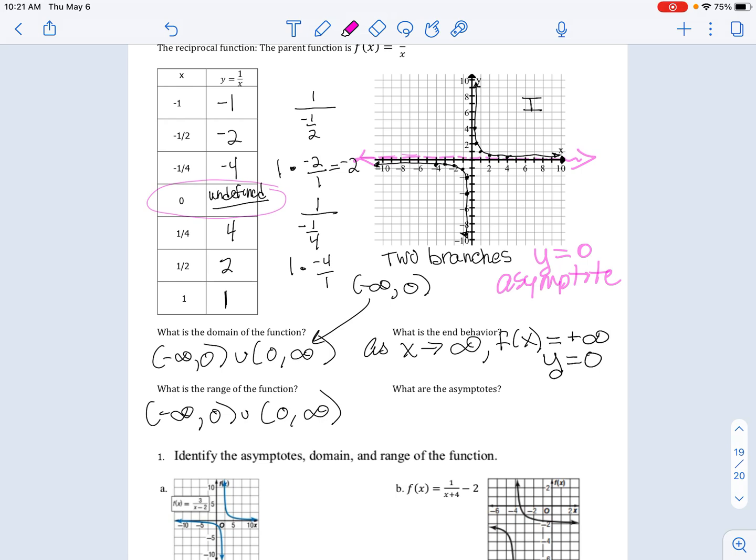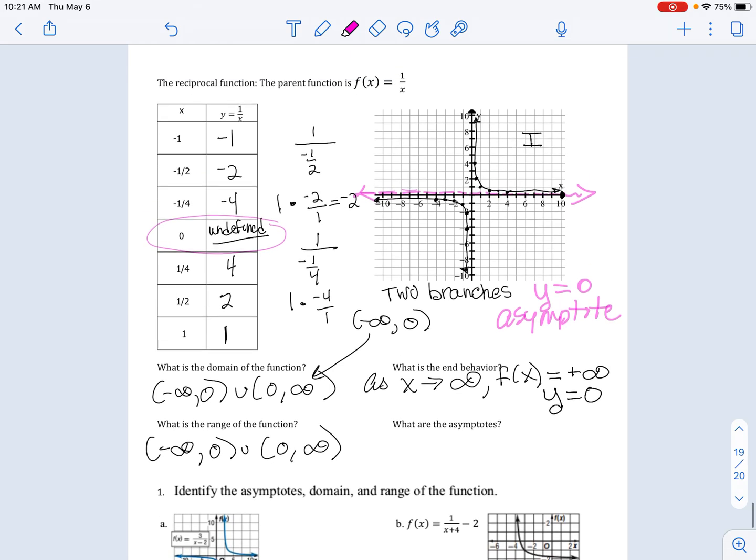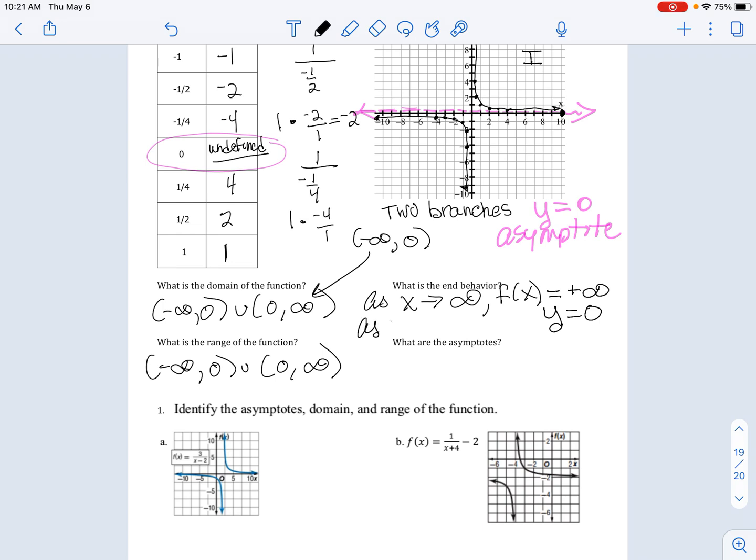If you plug in 100 for x into the parent function, you're going to get 1 over 100. That's super small. Think about how close that is to the x-axis, okay? And as x approaches negative infinity, f of x is going to approach, let's think about that, negative infinity. It's also approaching the line y equals 0, but from the other side.